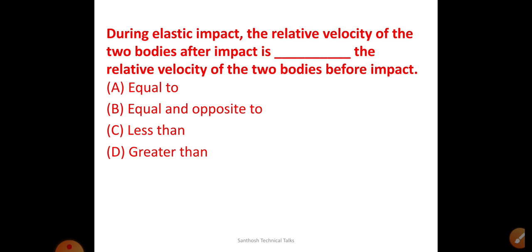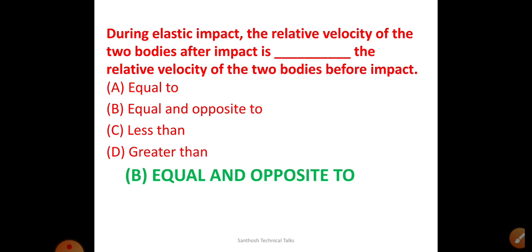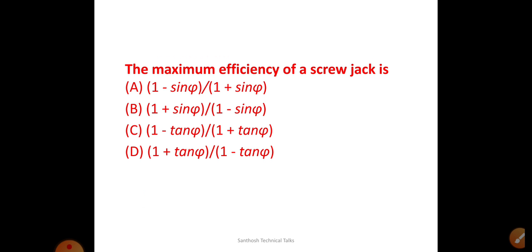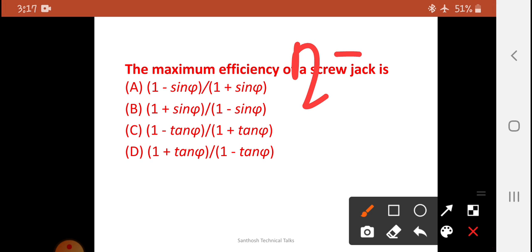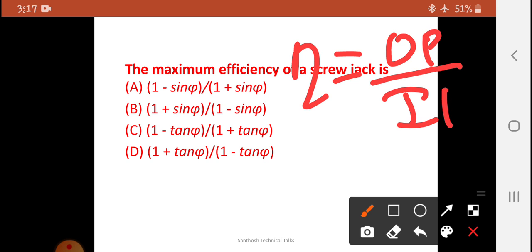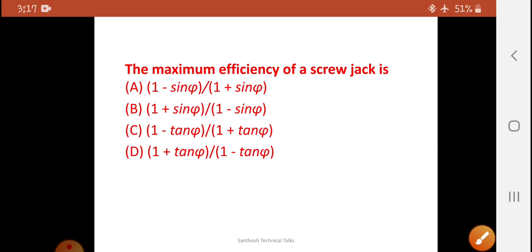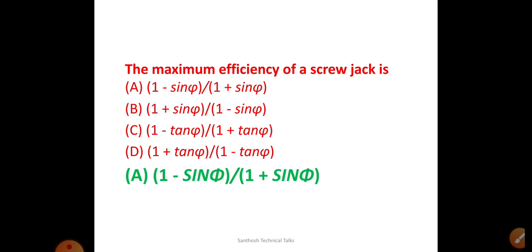And very superb question. During elastic impact, the relative velocity of two bodies after impact is equal and opposite to the relative velocity of two bodies before impact. And the maximum efficiency of the screw jack: as I said earlier, the efficiency is output by input. Here in the maximum efficiency, the tan component will not come. Therefore (1 minus sin phi) divided by (1 plus sin phi) is the maximum efficiency of the screw jack.